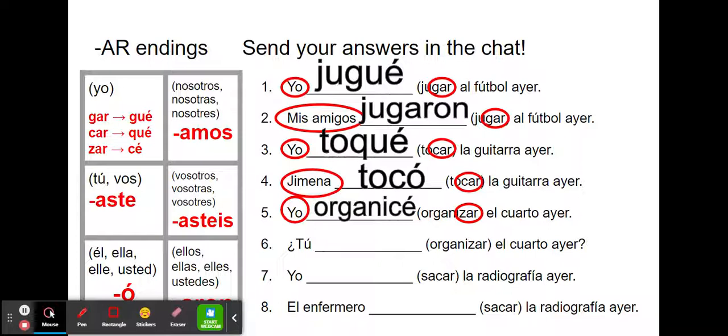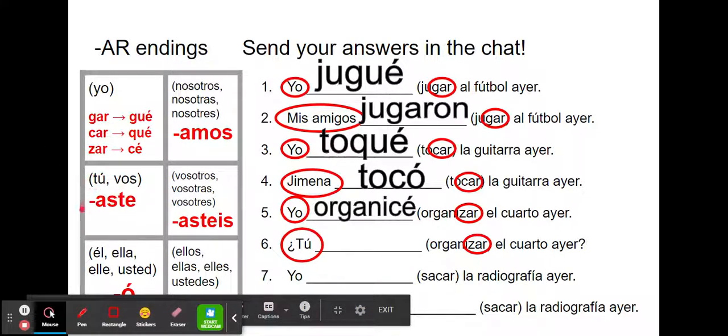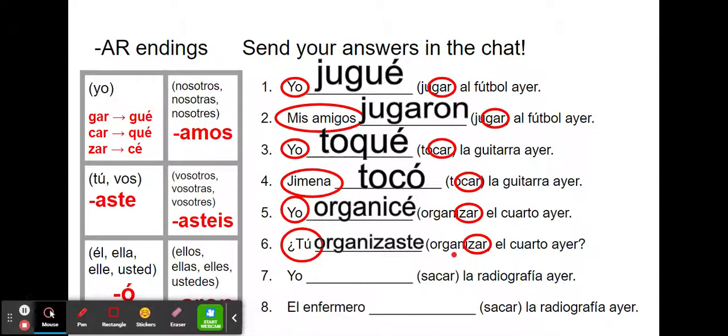Let's look at number 6. ¿Tú organizar el cuarto ayer? Did you organize the room yesterday? So we notice it's a ZAR verb, and now my subject is tú. So I'm going to have to use aste as my ending. And since it's not yo form, I'm going to keep the Z. I don't have to get rid of it this time. So that would be organizaste.